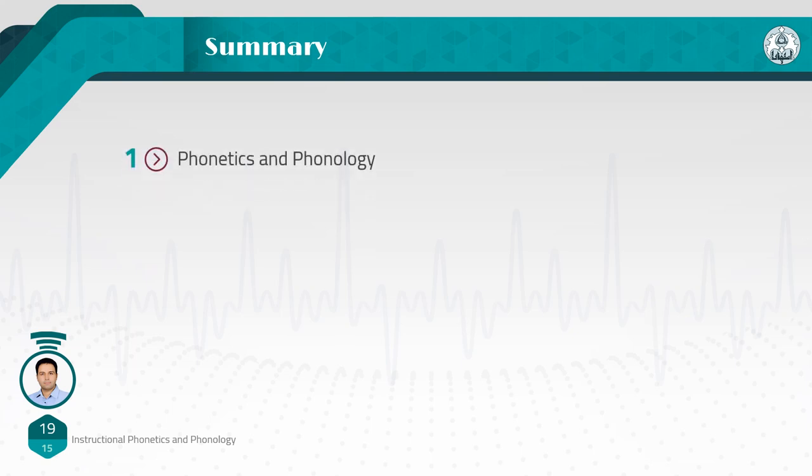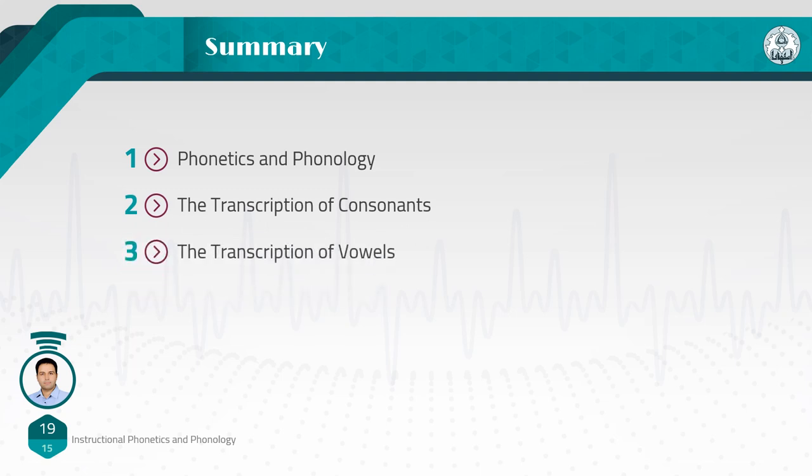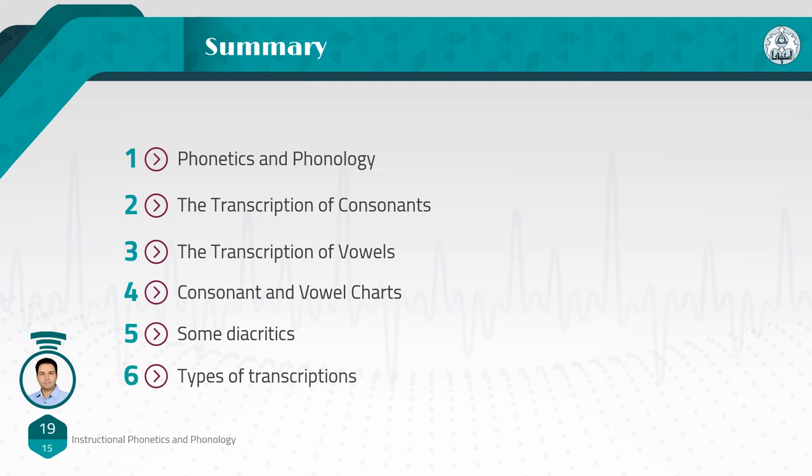So, today, first we talked about the difference between phonetics and phonology. Later, we talked about transcription of consonants and also transcription of vowels. There are two charts, a consonant chart and a vowel chart. We explained fully about the lips and tongue gestures that we need in order to produce consonants and vowels in these two charts. Afterwards, I introduced some diacritics which are beneficial when you want to transcribe phonetically. And finally, three types of transcriptions were mentioned: broad transcription, narrow transcription, and impressionistic transcription.